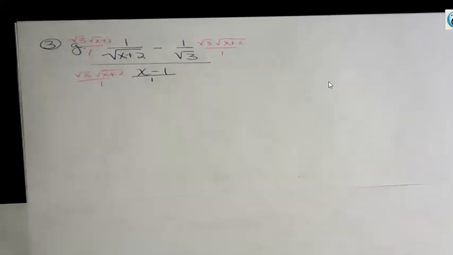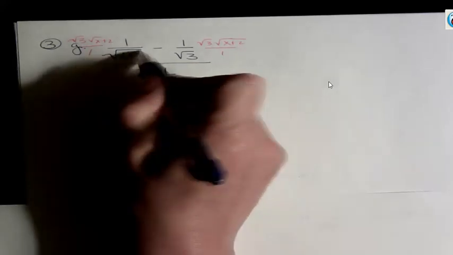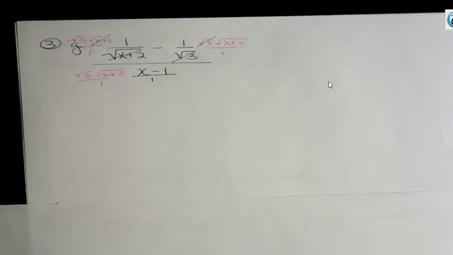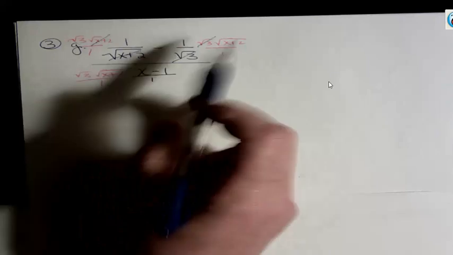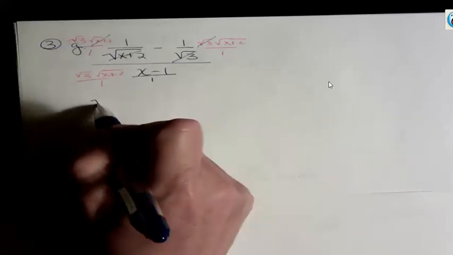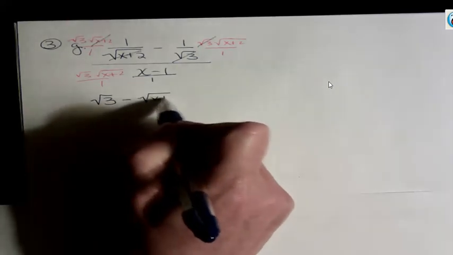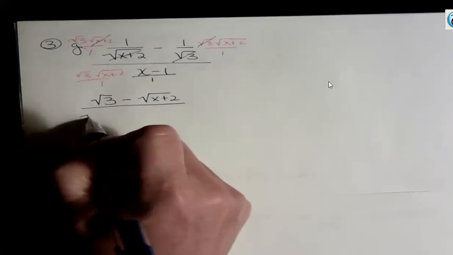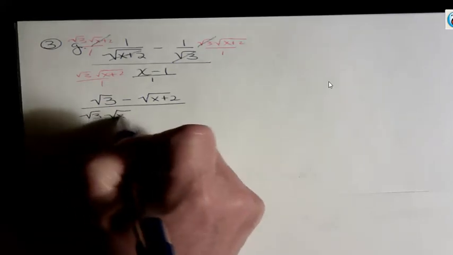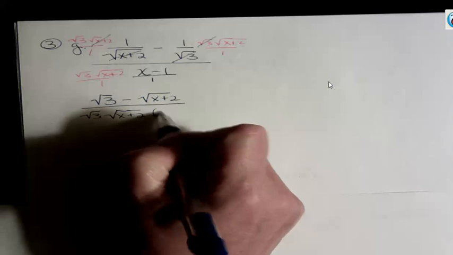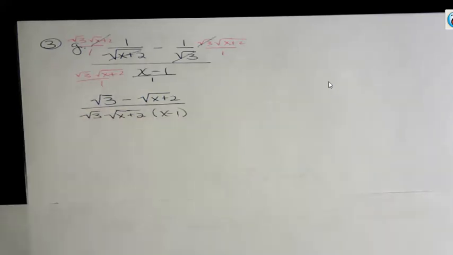And so we're going to multiply everything that way. And over here you can see our x plus 2's will cancel. Here our square root of 3's will cancel. And nothing's canceling down below. So I get the square root of 3 minus the square root of x plus 2 on the top. And down below, I have all that stuff. The square root of 3, square root of x plus 2, and x minus 1. None of that's gone, so it's still there.